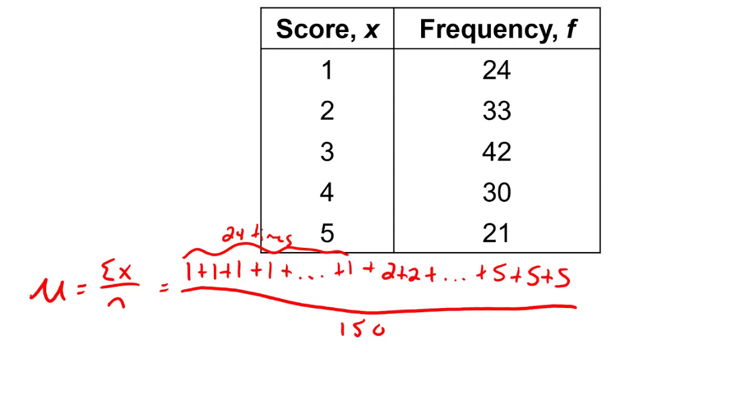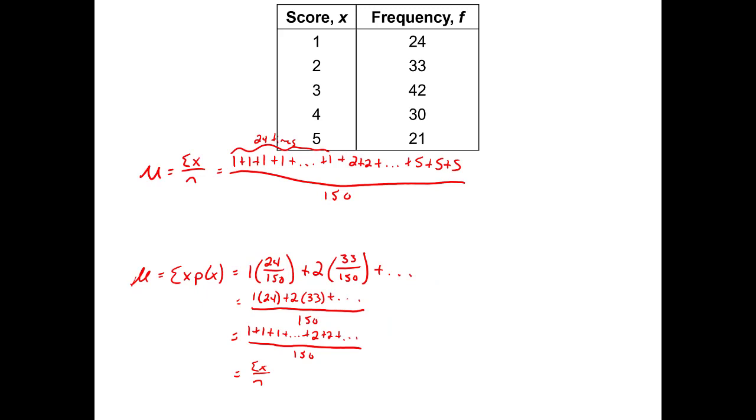So now, here's where that new format comes in. If you think about this as mu being the sum of x times p of x, well, let's think, what is this doing here? So what are we doing? In this case, this is 1 times the probability of 1, right? So 1 times, and I'm going to write it in the fractional form, 1 times 24 over 150.